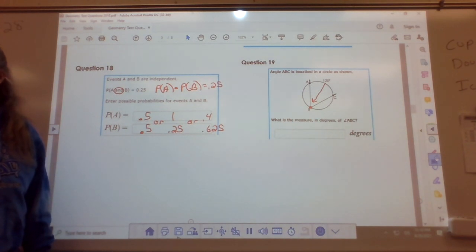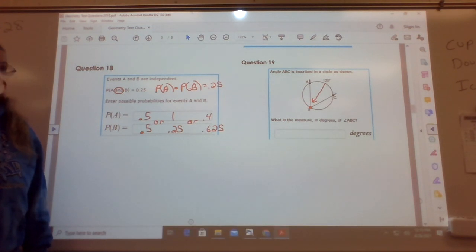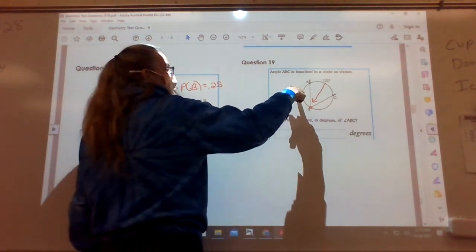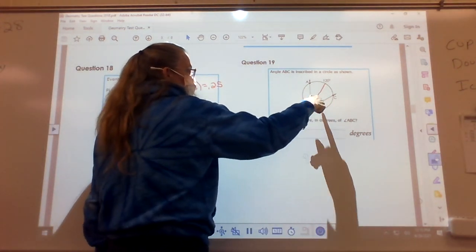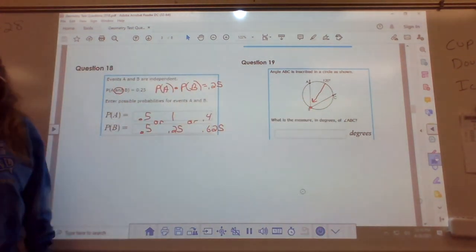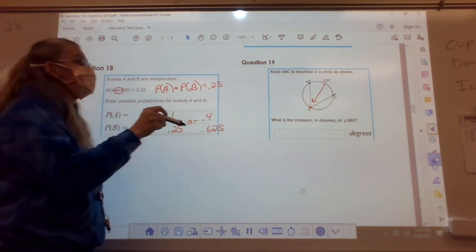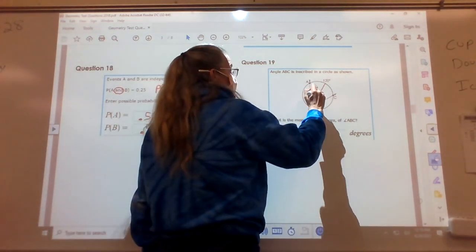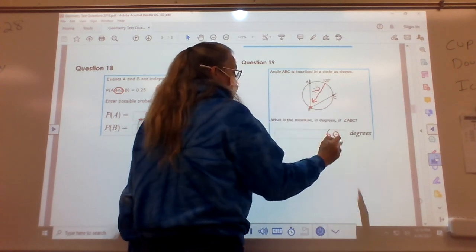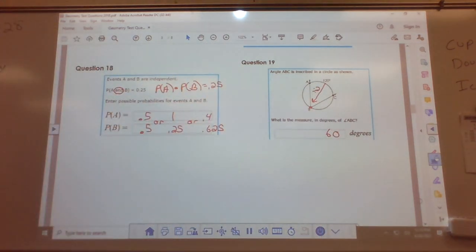Wait, you said the arc is 120. The arc is 120. What's the angle? Don't you do 180 minus 120? No. Oh, that's for the side. Yeah, that would give me this one and this one. I'm looking for the angle. It would be 60 because you divide by 2. Divide by 2, you get 60. So that's one of them.